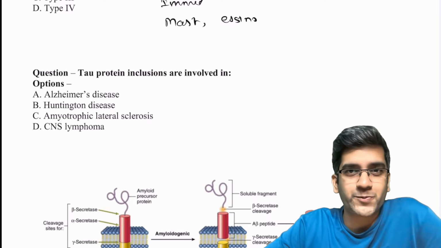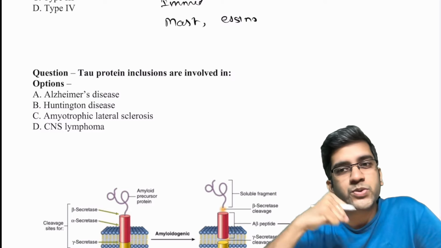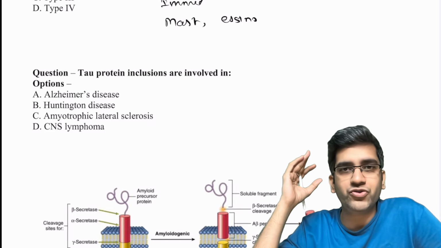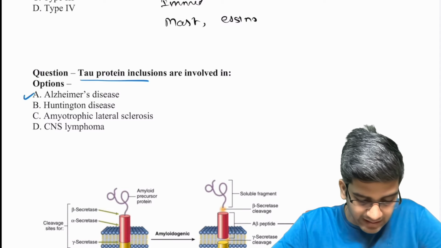Tau protein inclusion. See, in most of the exams there will be a few questions like this, which are like bouncers. I don't see these questions normally. These are pure bouncers, right? Tau protein inclusions are involved in which of the following diseases? The answer is clear-cut: Alzheimer's disease.